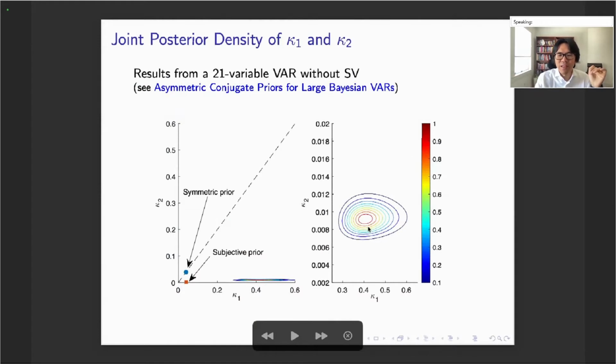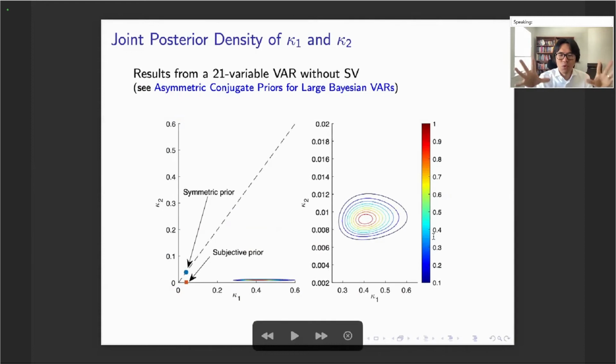So what it shows is that the high posterior density is around, for example, kappa 1 would be, say, 0.4, kappa 2, 0.01, right? So you can see there's a large difference if you estimate these two parameters. So they are not the same. Their order of magnitude is different, right? That makes intuitive sense because if you regress inflation on other variables, you would expect the coefficients to be smaller than regressing inflation on its own lag, right?